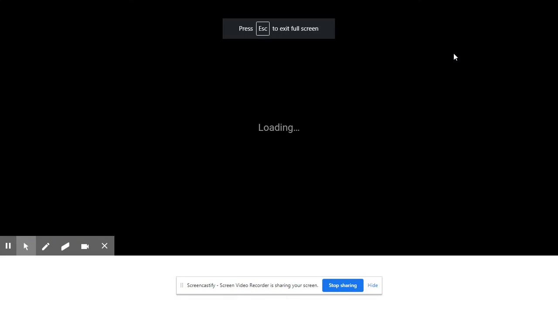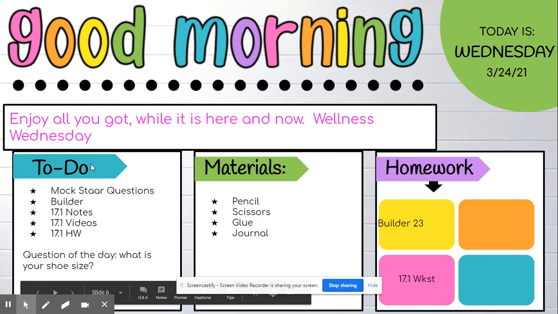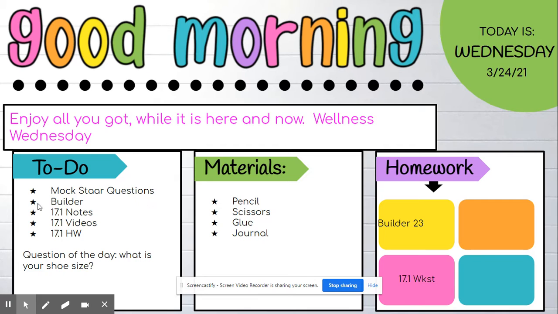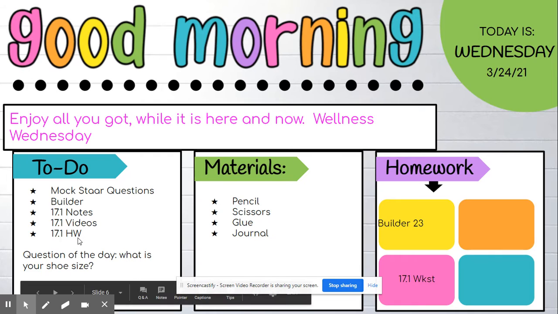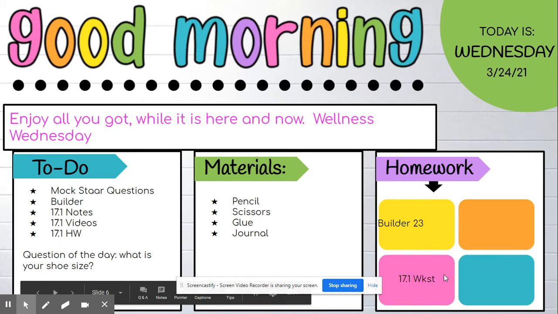So today's Wednesday, the 24th of March, and here's a rundown of our day. Good morning. We went over two of the mock STAAR questions, our builder, and then we are going into our 17.1 notes, video, and homework. You need your notes for 17.1, a pencil, glue, and highlighter, in your journal, of course. Builder 23 is homework, and 17.1 is your worksheet that we have.